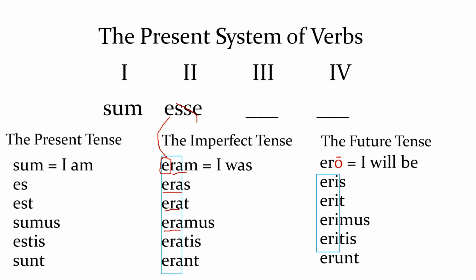The endings are still the ones that we've been using. Okay? And then when we go over to the future, ero, and then instead of a bi, we have an I as our tense sign. Eris is you will be, erit is he, she, or it will be, erimos is we will be, eritus, and erunt, they will be. So all of the verbs except for sum will follow the pattern that we established before. Sum marches to its own drum.